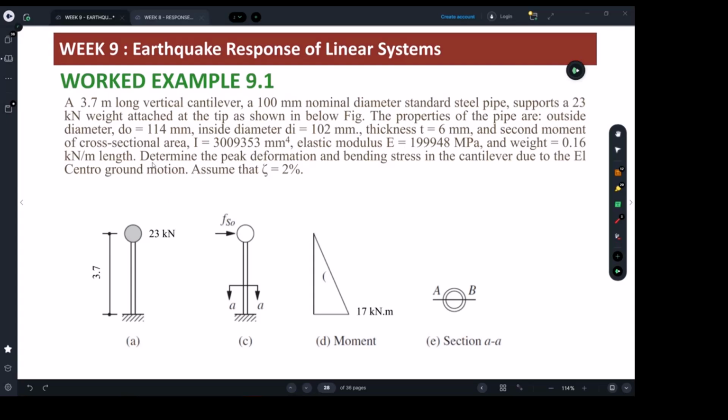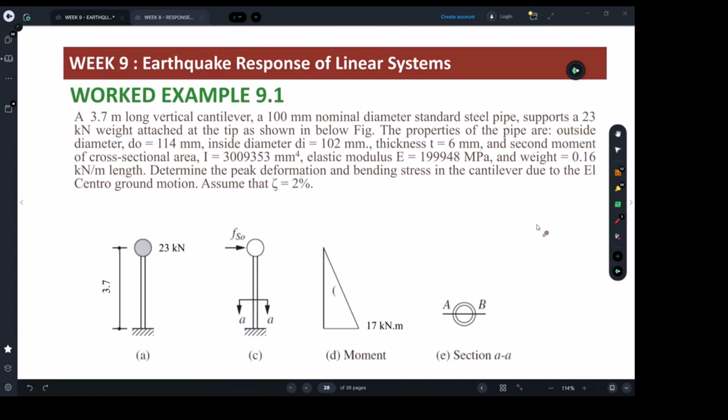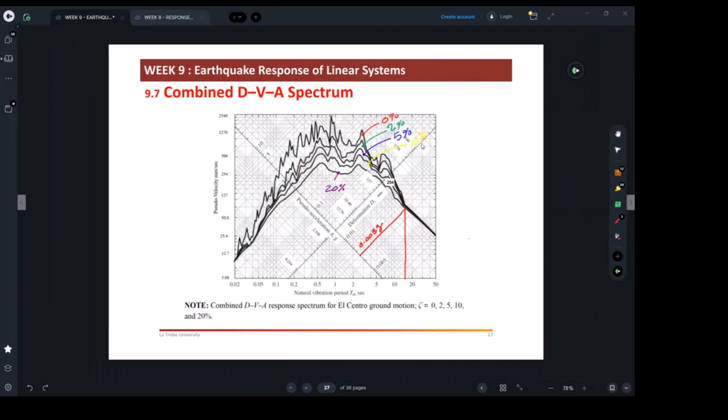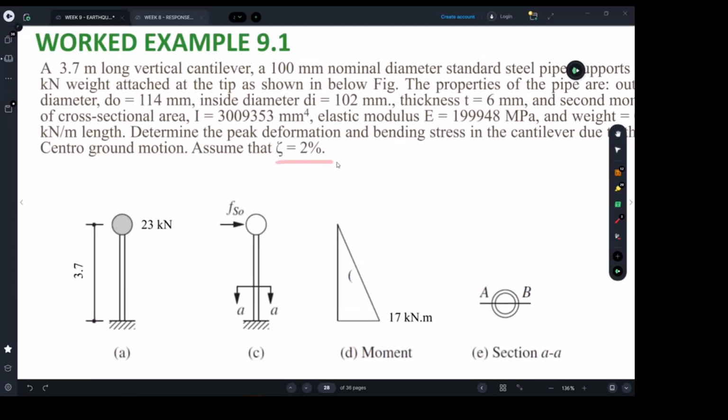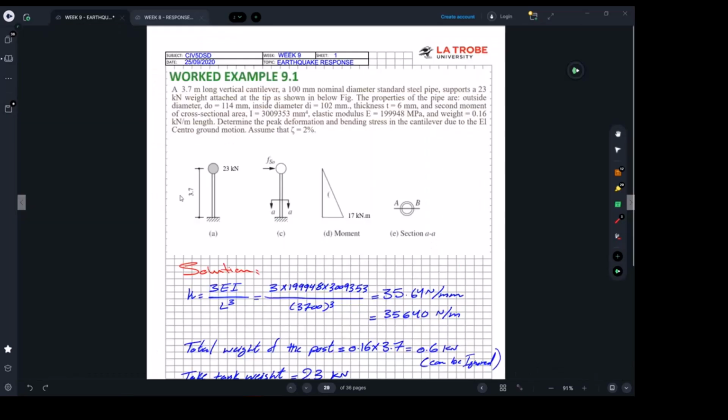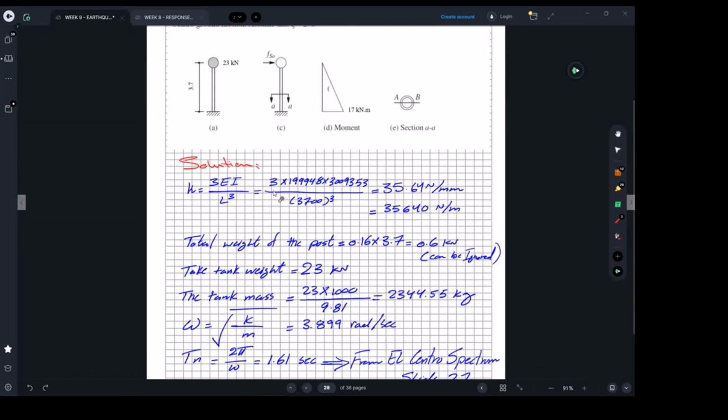So what they want from us, they want you to determine the peak deformation. Yeah, how much it's going to be displaced, and the bending stress in the cantilever due to El Centro. See, and I think when they gave you El Centro, that means they should give you this graph. Right, so that's the question. And they're also saying to consider the damping to be 2%. Okay. So we come here and we start the solution.